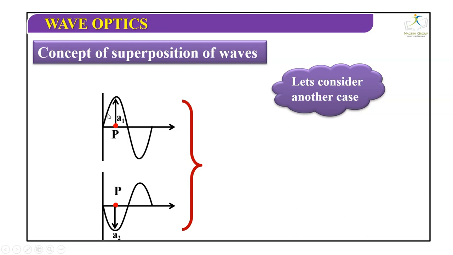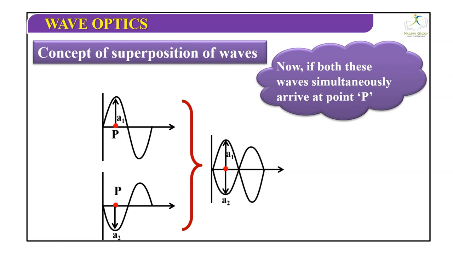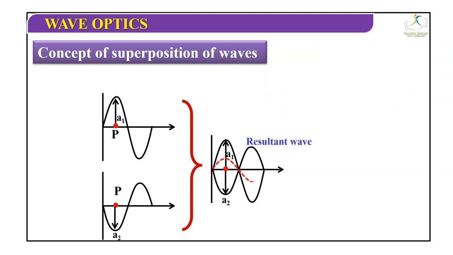As you can see, students, this one is in a high peak phase and this one is in a low peak phase. In that scenario, if both these waves arrive simultaneously at this point, we get the resultant wave as a straight line. If the amplitude of one of them is higher, we get the resultant wave in the lower direction. Students, if you have any doubt or questions, you can ask in the chat session.